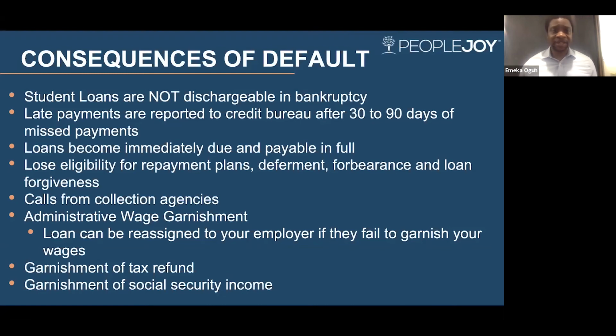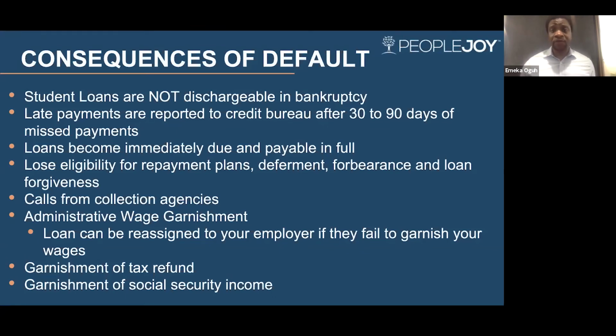Obviously, there are calls from collection agencies, which nobody likes. You may get your wages garnished, and your employer has to garnish your wages. If they don't, the loan can actually be reassigned to your employer. They can garnish your tax refunds as well as your Social Security income.